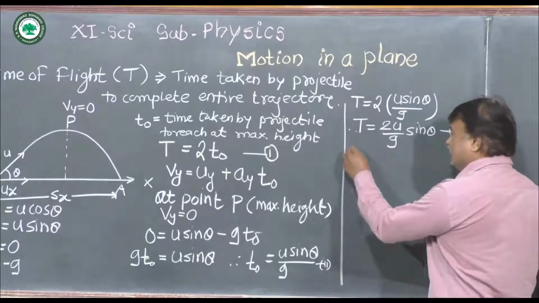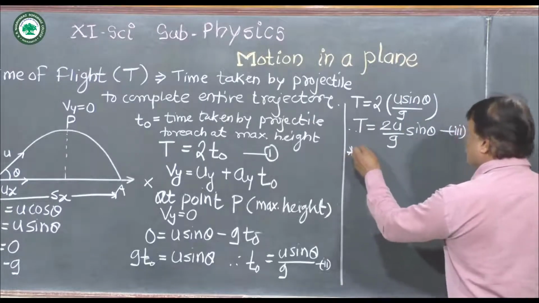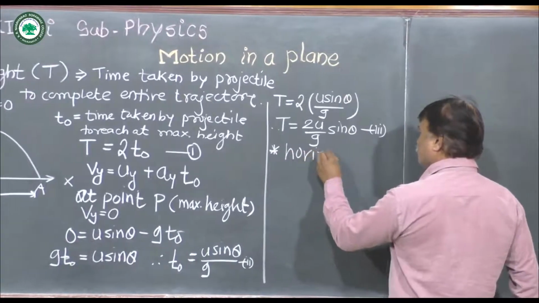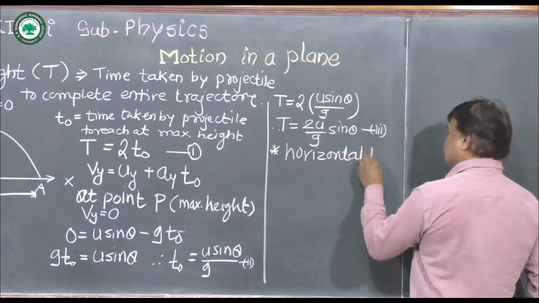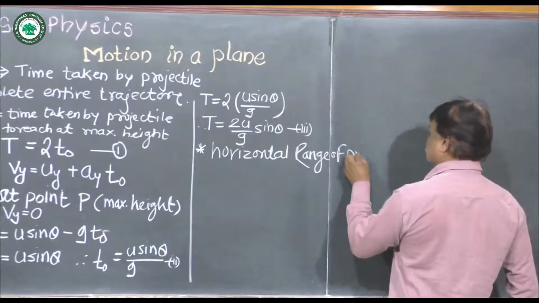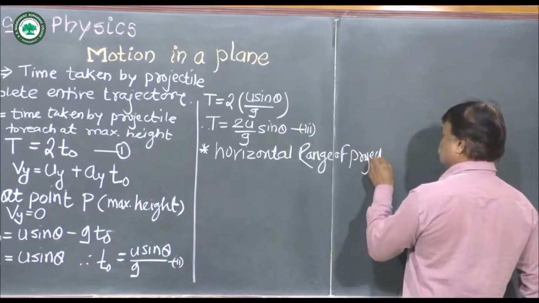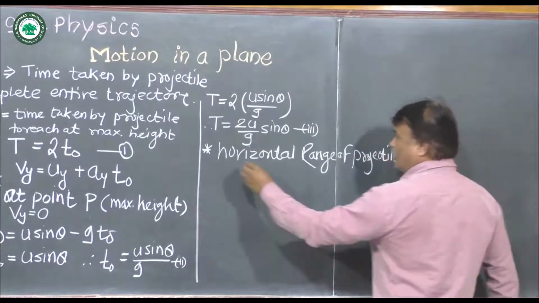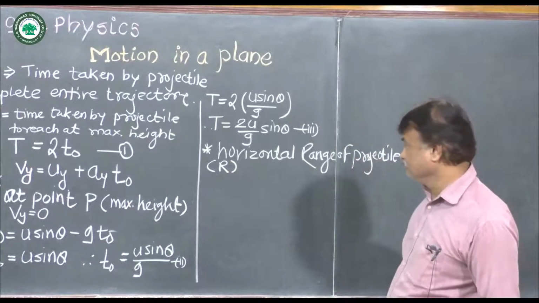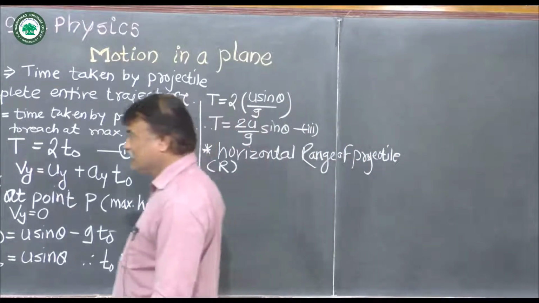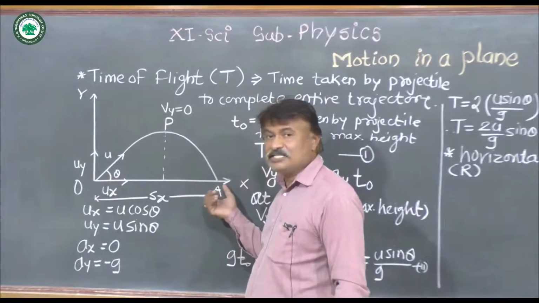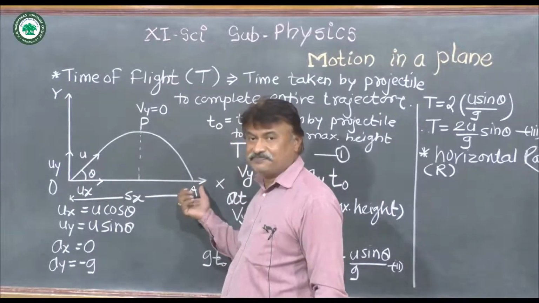Now we have to find out the horizontal range of projectile. This horizontal range of projectile is shown by capital R. For horizontal range of projectile, we consider horizontal distance along the x-axis.